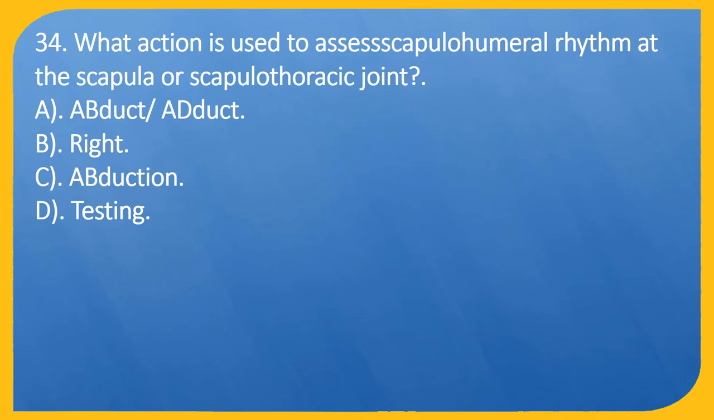Question 34. What action is used to assess scapulohumeral rhythm at the scapula or scapulothoracic joint? A.